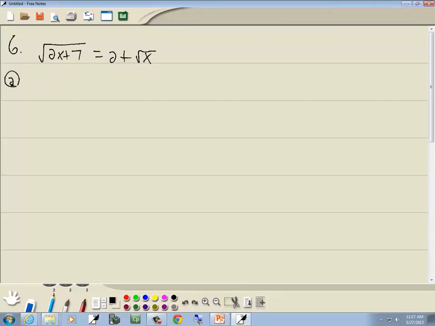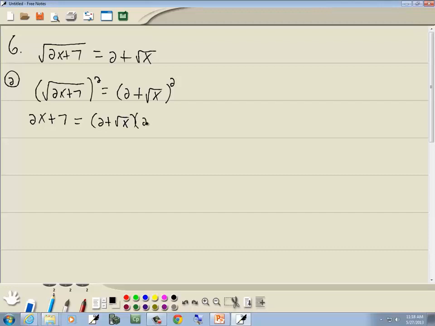Let me put 2 here for step 2. So we're going to square both sides again. Now over on the left side, our index matches the power we're raising it to, so they cancel away. So that gives us 2x plus 7. Over on the right side, 2 plus square root of x to the second power means 2 plus square root of x times 2 plus square root of x. I can't just square the 2 and square the square root of x because of the plus in here. Everything has to be multiplication or division for you to be able to square everything inside.